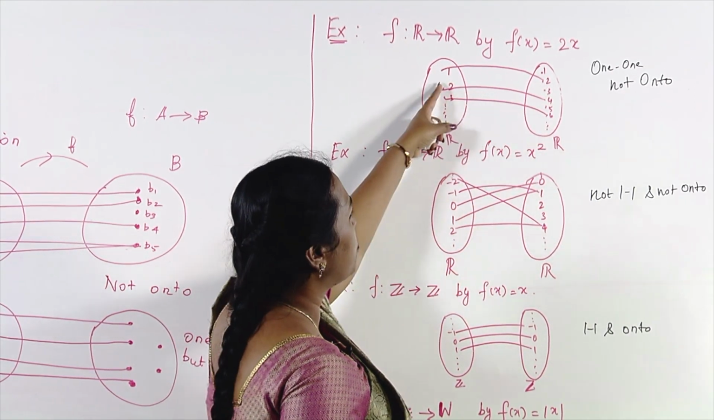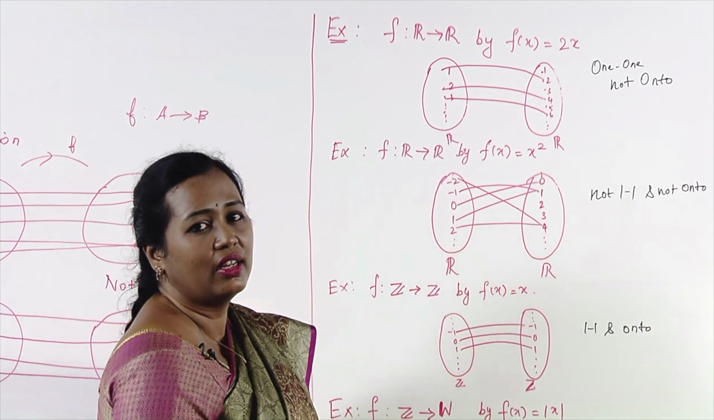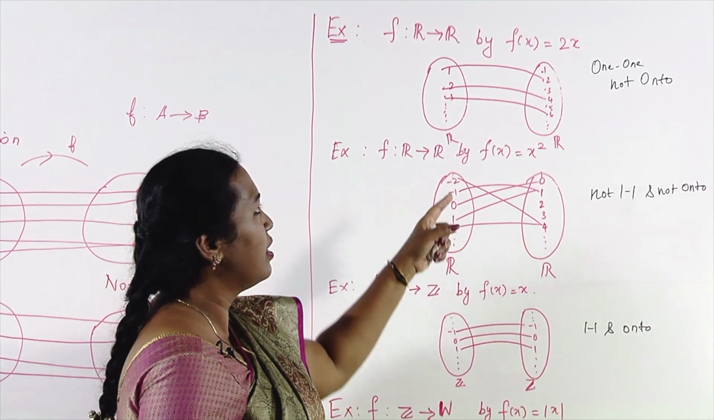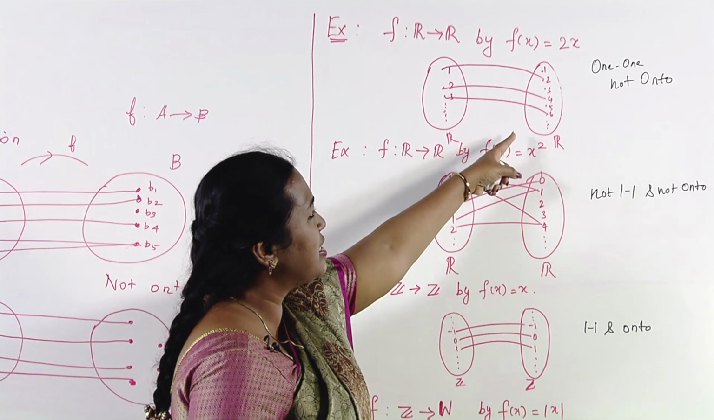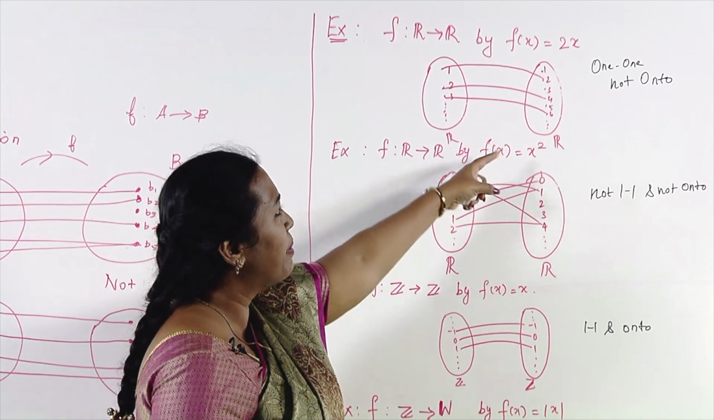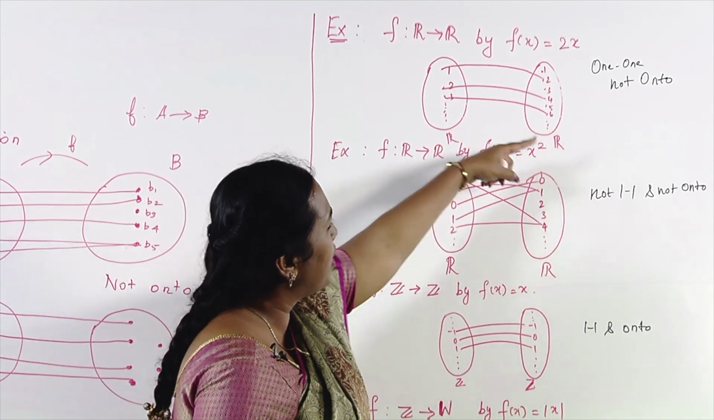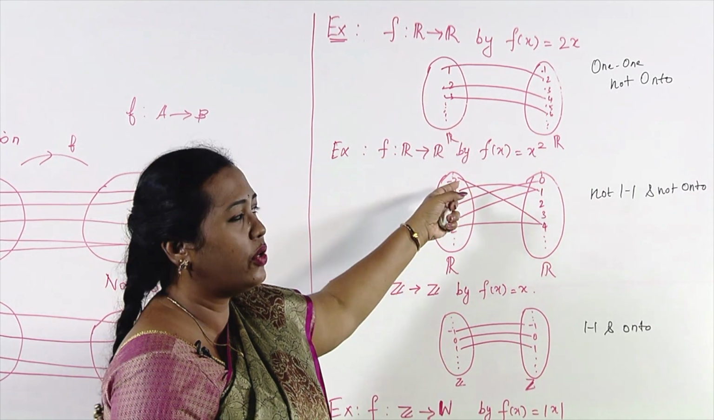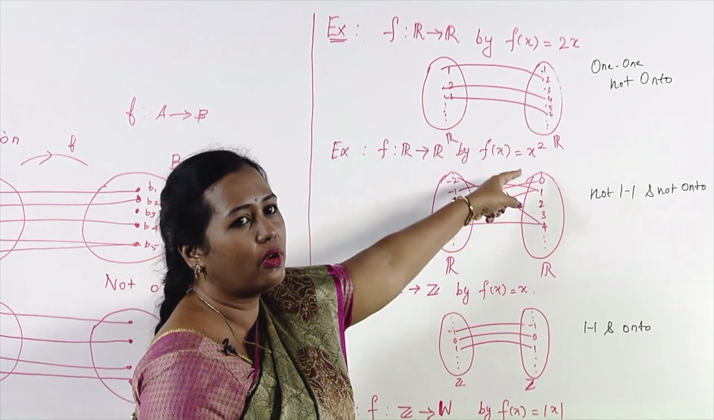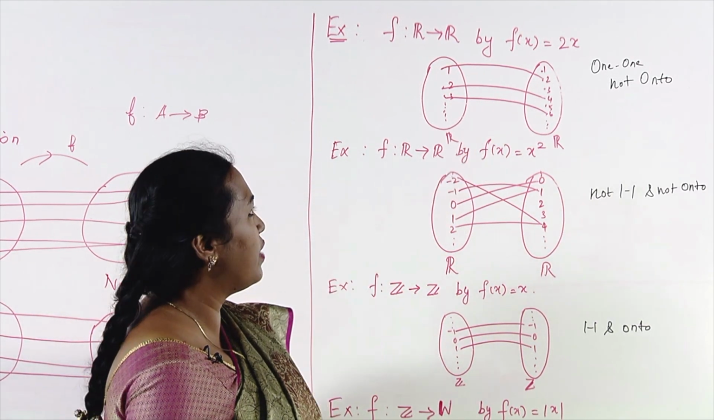All of these elements do not have a pre-image here, which means that it is 1-1. Do they all have unique images? Yes, they do. So, it is 1-1. But do all these elements in the codomain have a pre-image? No, they do not. So it is an example of a 1-1 but not onto function.